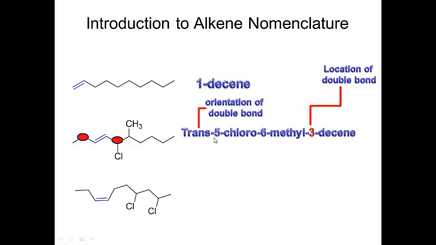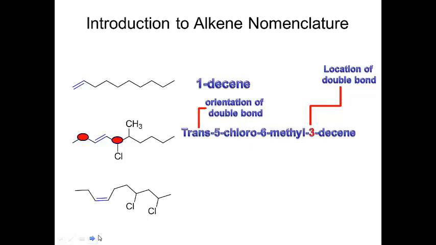So trans-5-chloro, right? You can see 1, 2, 3, 4, 5. Chlorine is at carbon number 5. And then 6-methyl-3-decene. Why chloro before methyl? Because you list your substituents in alphabetical order.